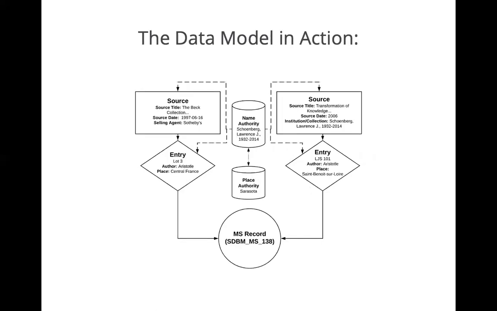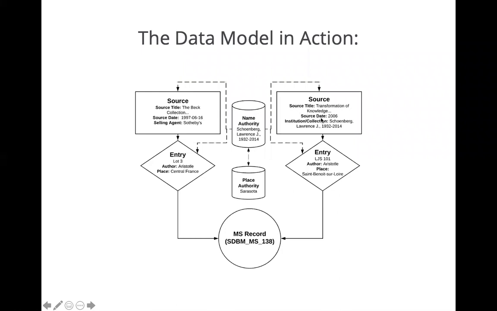So the next slide is just showing you a few snippets of data that you'll find in these different record types. So you'll see here we have a source, a 1997 Sotheby's sale. There was a manuscript for sale. In this sale, lot 3, it was an Aristotle manuscript. And Larry Schoenberg bought this manuscript.